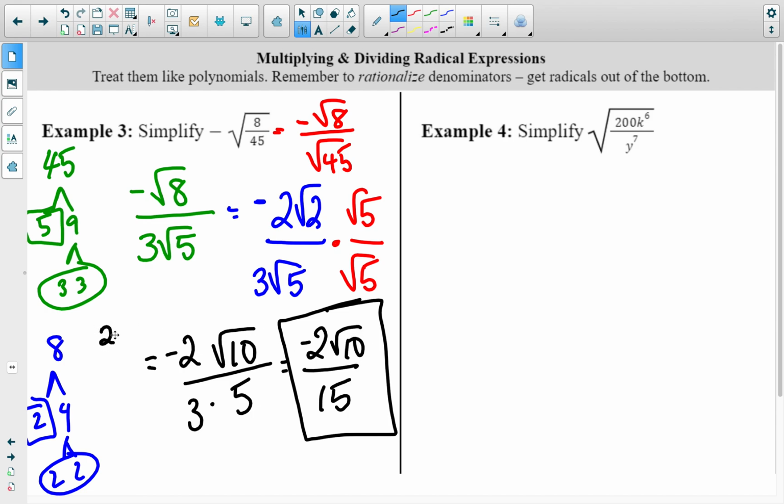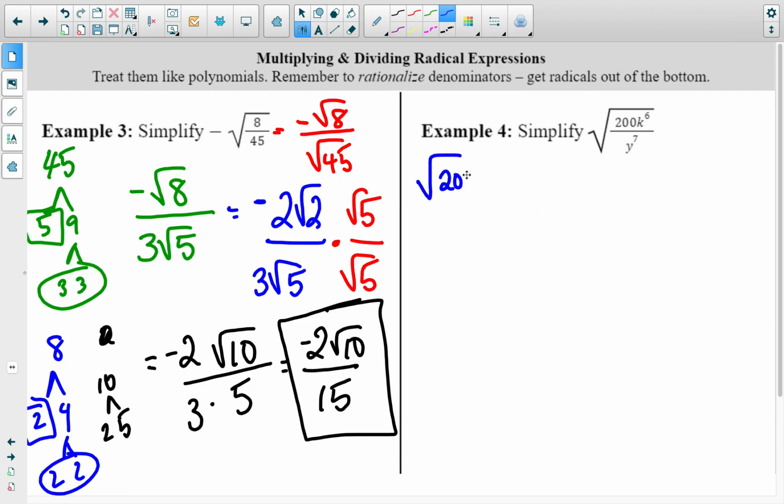Okay, the only way we could simplify that 10 is if we could break it into a product of a prime number and a perfect square, which we cannot do. All right, example 4. Let's see what we can do.